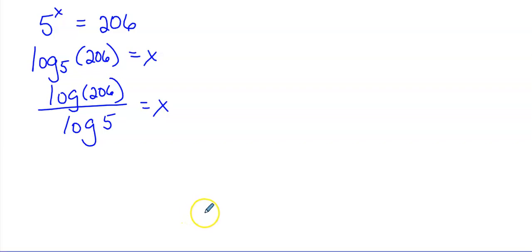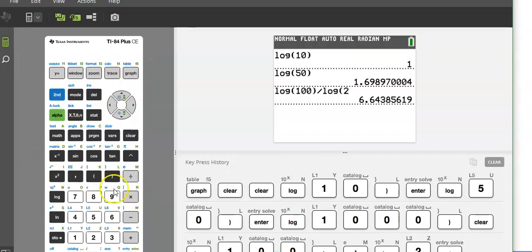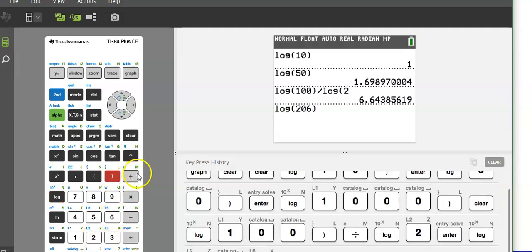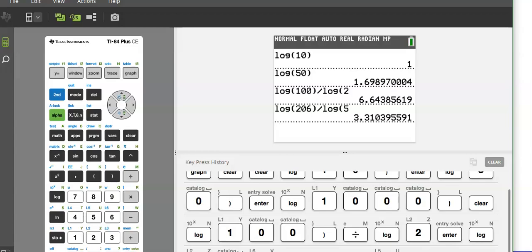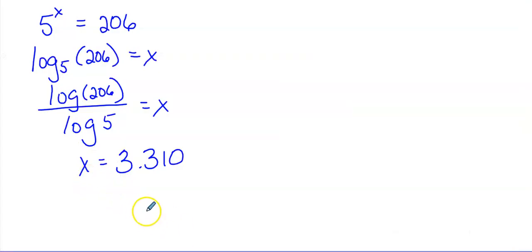So in this case, let me go to my calculator because I didn't write the answer on my key. Let's see, log 206, close parentheses, divided by log 5, I get 3.310. I think, let me make sure. 310. Okay, so that is number 2. Again, get used to using those parentheses.